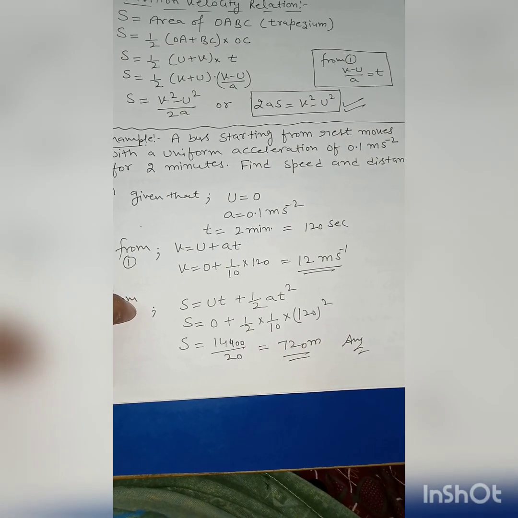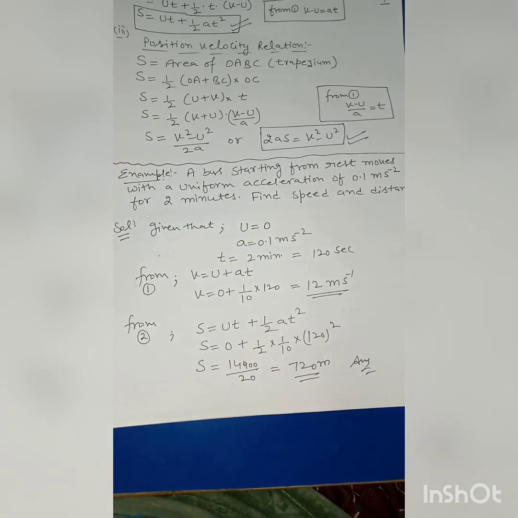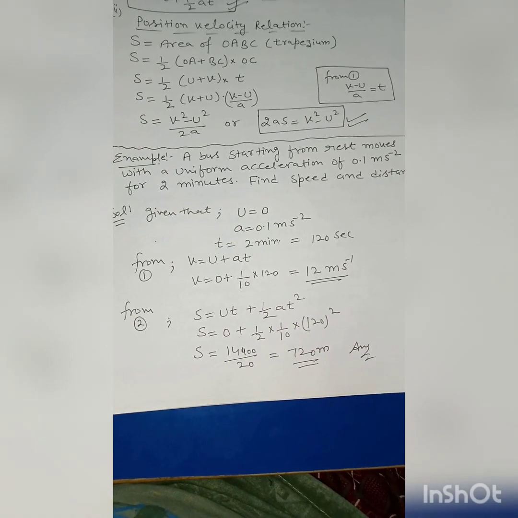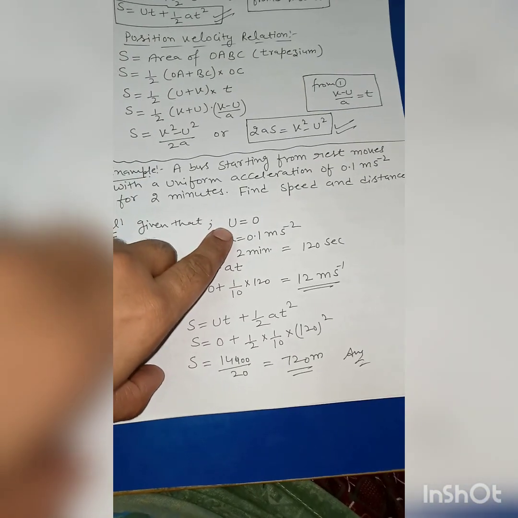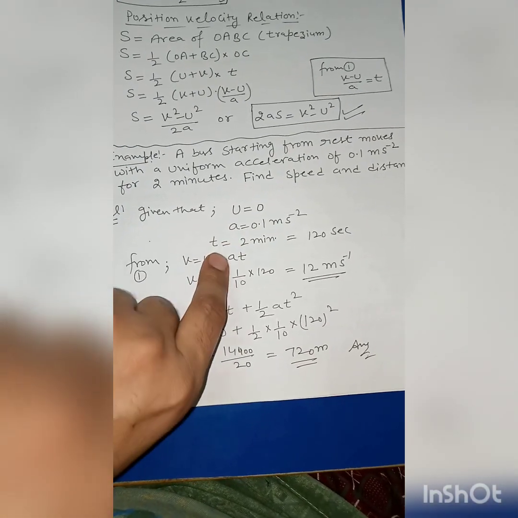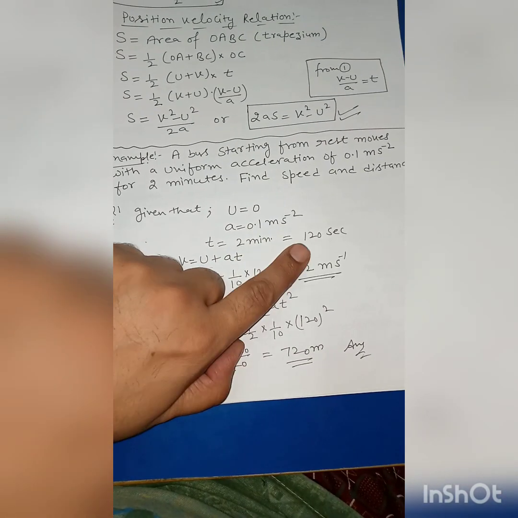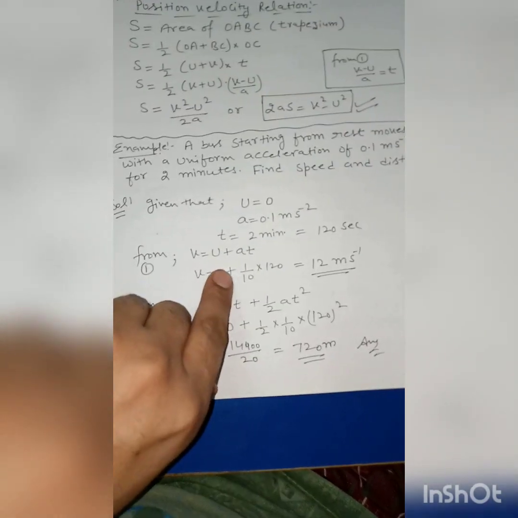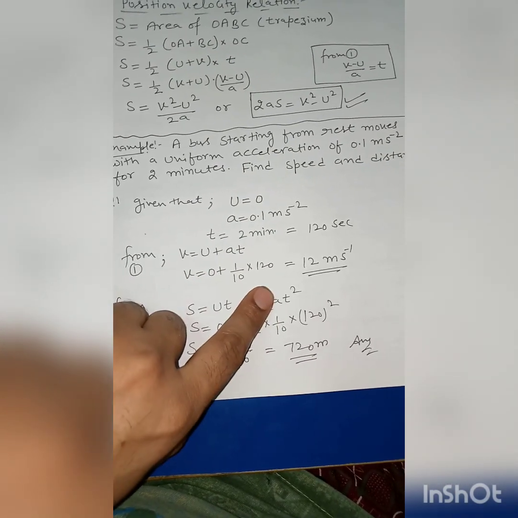Now there is one example on the basis of these relations. Question is, a bus starting from rest moves with uniform acceleration 0.1 meter per second square for 2 minutes. Find speed and distance. As bus is starting from rest, then initial speed is 0, acceleration is given, time is 2 minutes, that is converted from minutes to second, 120 second. Find the speed. Use this formula v equal to u plus at, because time is given, acceleration is given, initial speed is given. Calculate v.